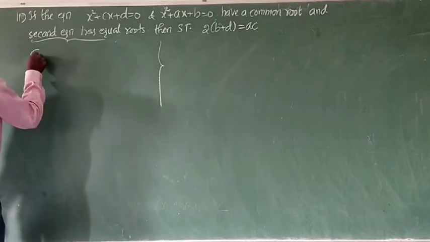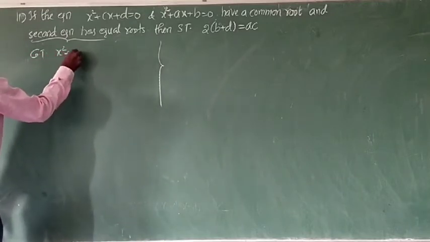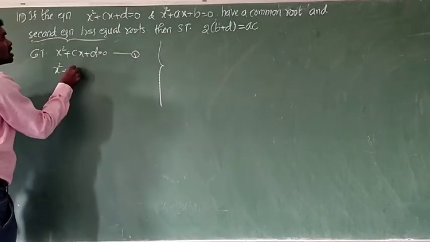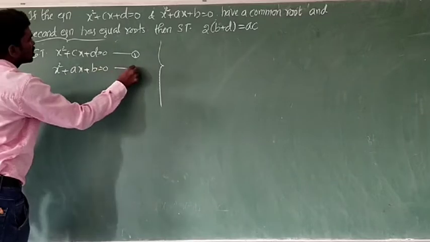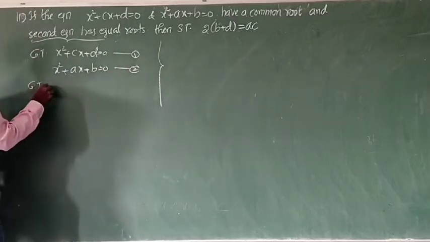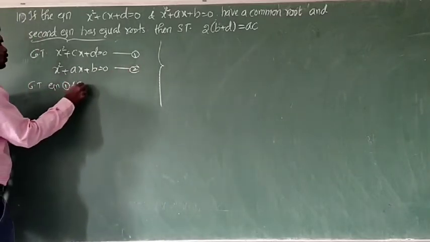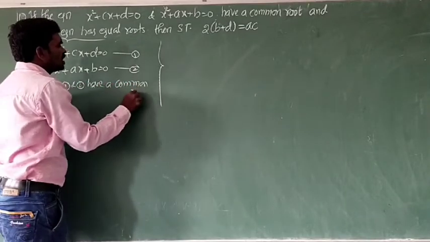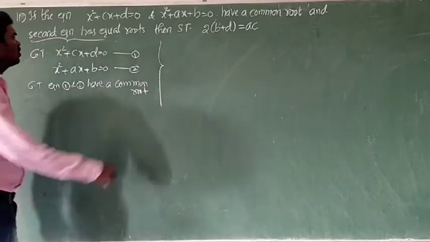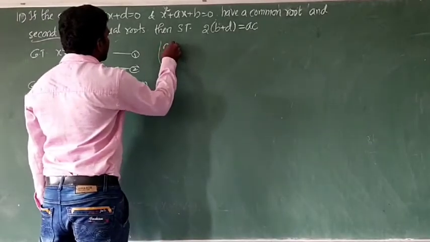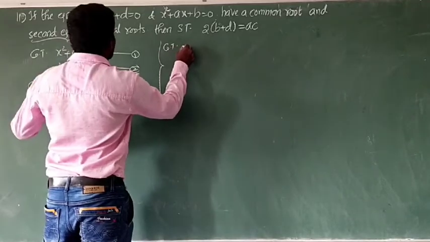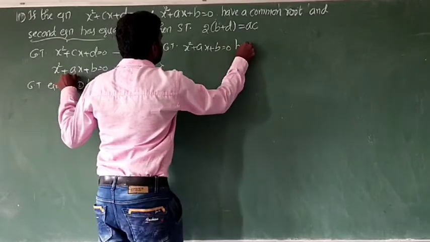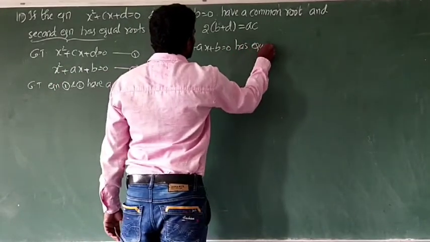One is given that x square plus ax plus b equal 0, equation 1, and x square plus cx plus d is equal to 0, equation 2. So given that equations 1 and 2 have a common root. So one root is common root. And the second equation has equal roots.